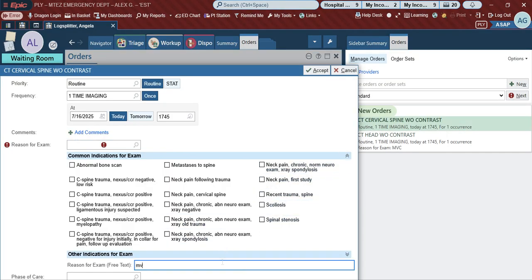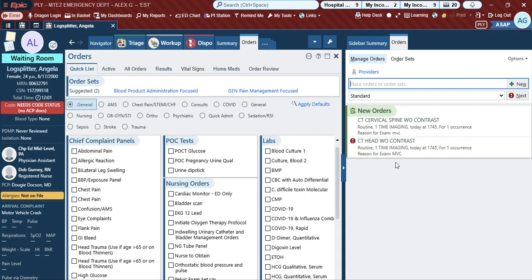And the reason for that is, in this patient with traumatic head injury or traumatic neck pain, the CT of the head without contrast is going to look for blood, and then the CT cervical spine without contrast is going to look at the integrity of the bone. So the non-contrast is looking for internal bleeding and the bone structures themselves.